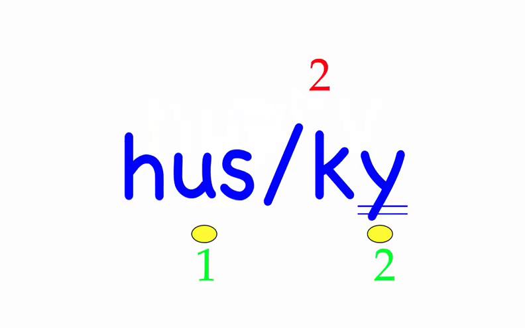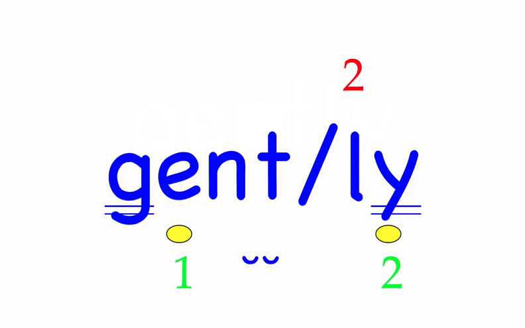Husky. Mark the word. Husky. Gently. Gently hold the baby. Gent, four sounds: J, e, n, t. Lee, two sounds: L, e. Gently. Mark the word. Gently.